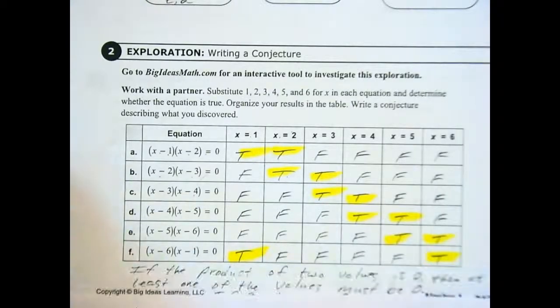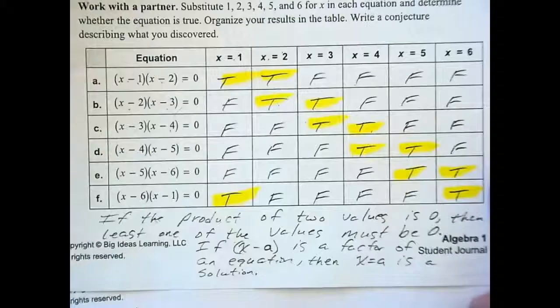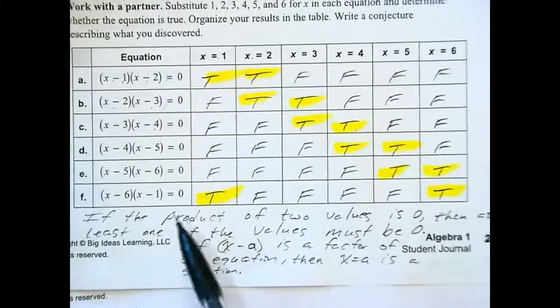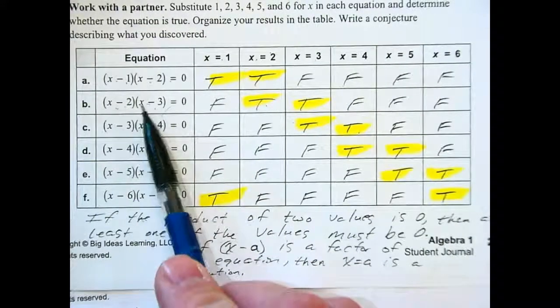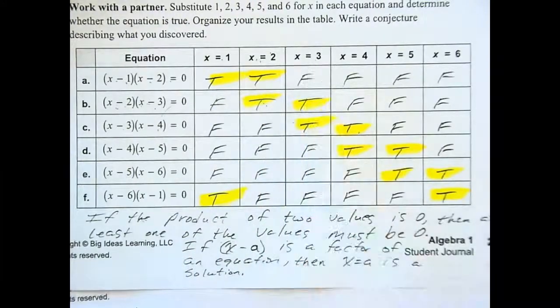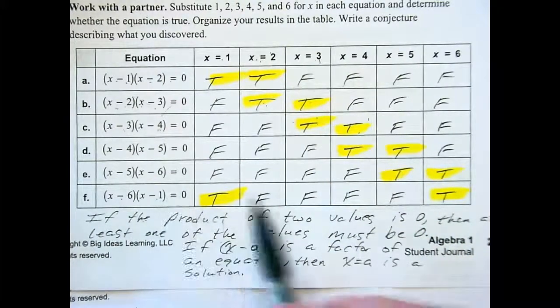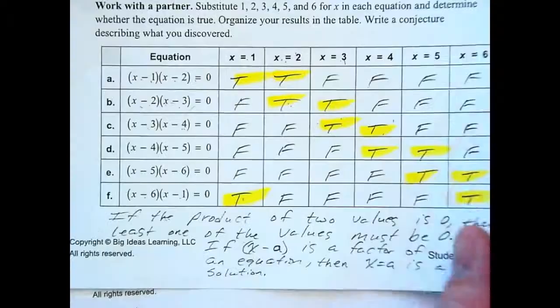Okay? So really what happens, the product of two values is 0 when at least one of the values is 0. Okay? So if x minus a is a factor of an equation, then x equals a is a solution. What ends up happening is these are telling us our solutions. Our solutions to x minus 2 times x minus 3 are 2 and 3. X minus 3 and x minus 4, our solutions are 3 and 4. X minus 6 and x minus 1, our solutions are 6 and 1. Okay? So you're going to be using that when we're actually factoring and graphing.